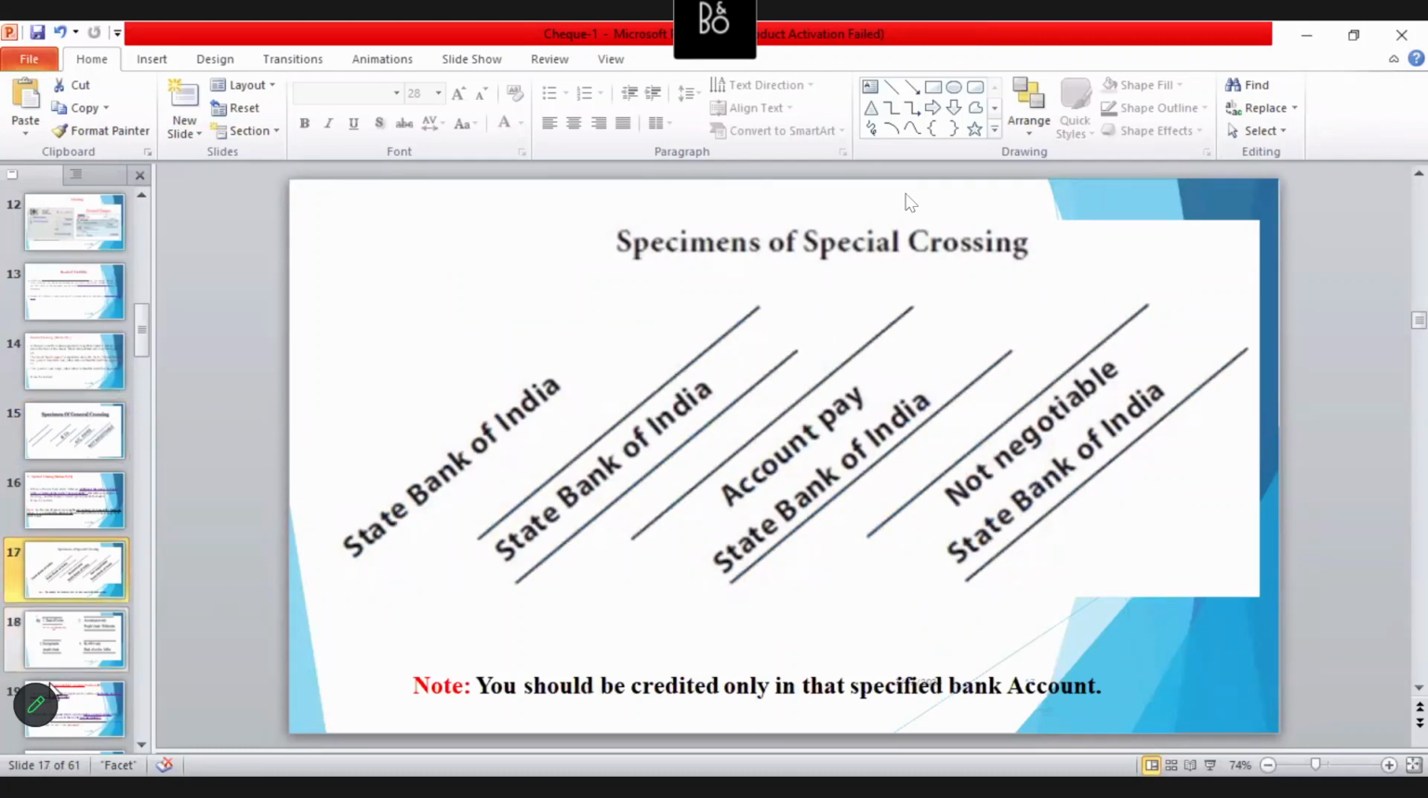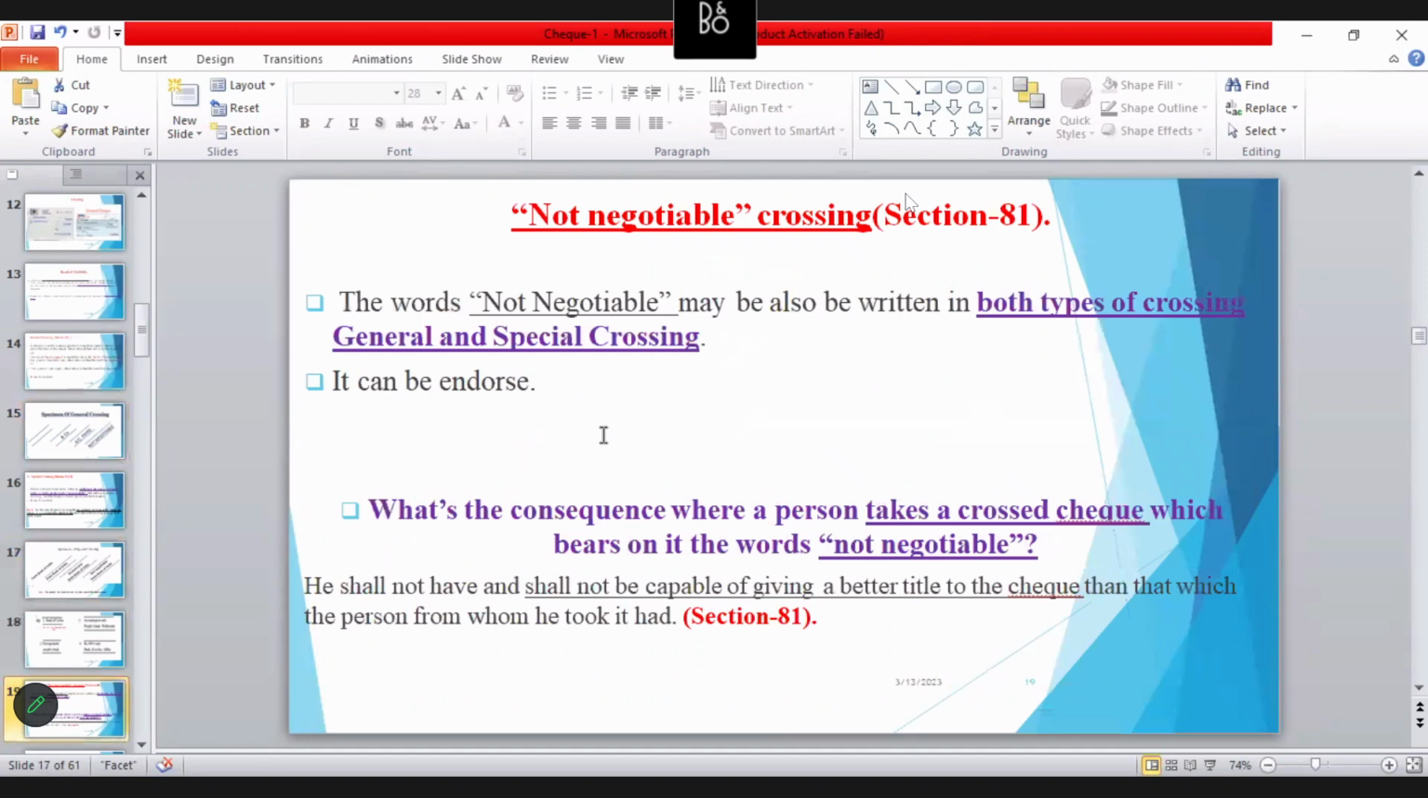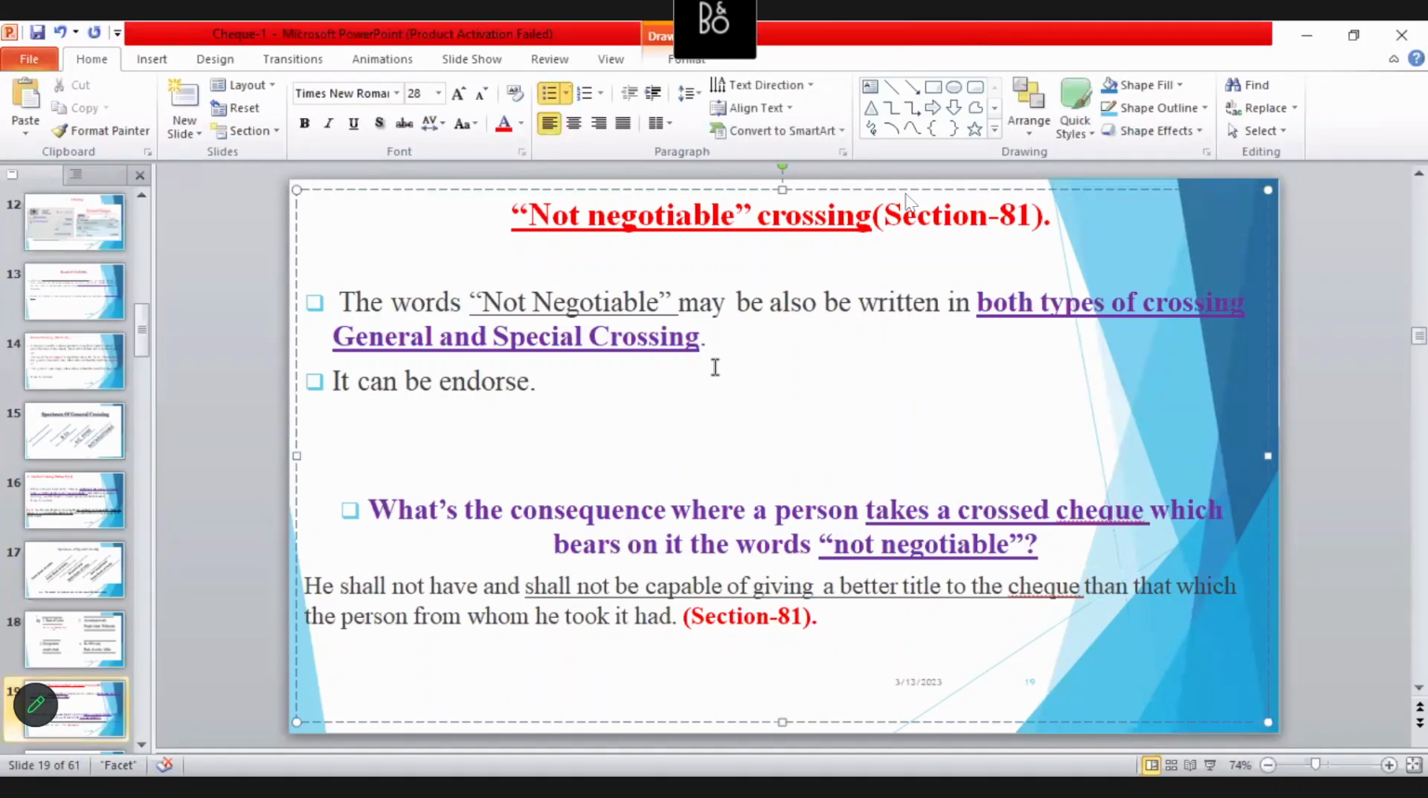So what is not negotiable? The words not negotiable may be written in both types of crossing, general crossing and special crossing. Generally, not negotiable does not mean it cannot be transferred to anyone. It doesn't mean that it cannot be endorsed. Even if the check contains the words not negotiable, it can still be endorsed.